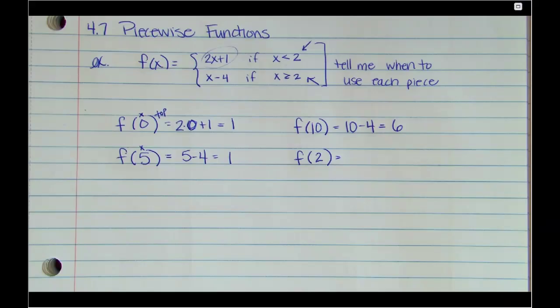Okay, question. Top or bottom? Bottom. Why? Because it's greater than or equal. It's greater than or equal. Because it's also equal to.